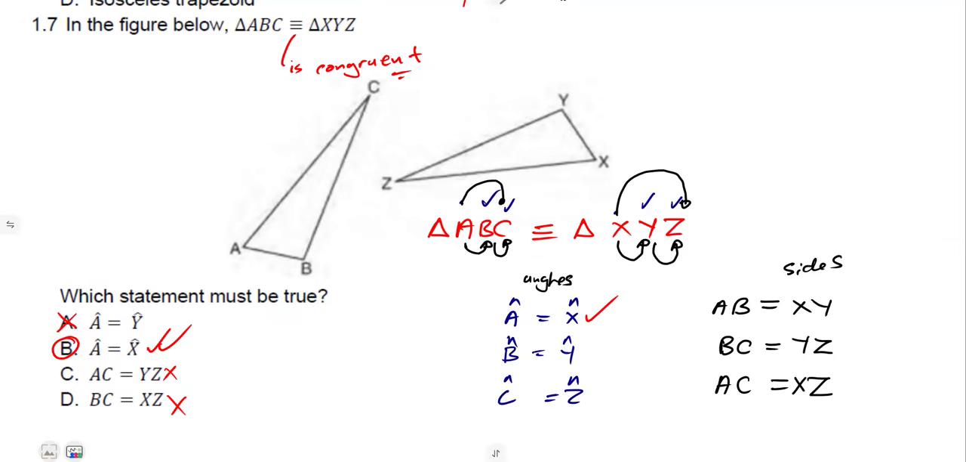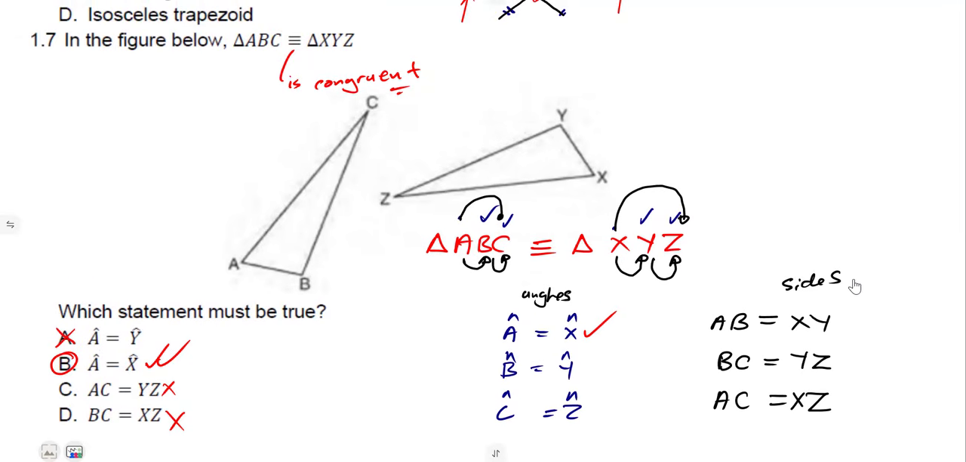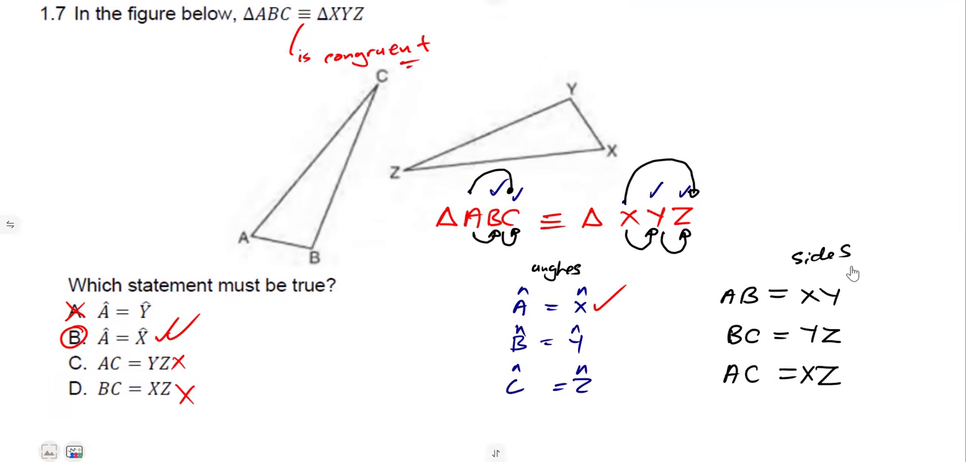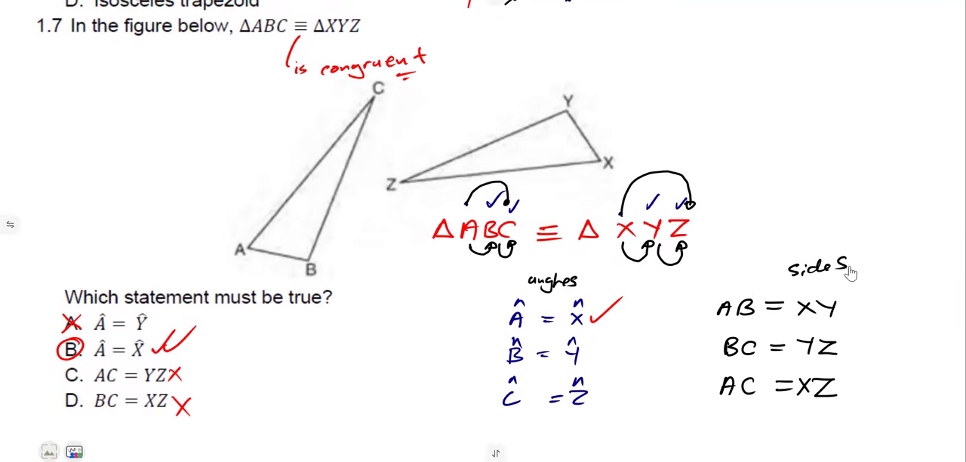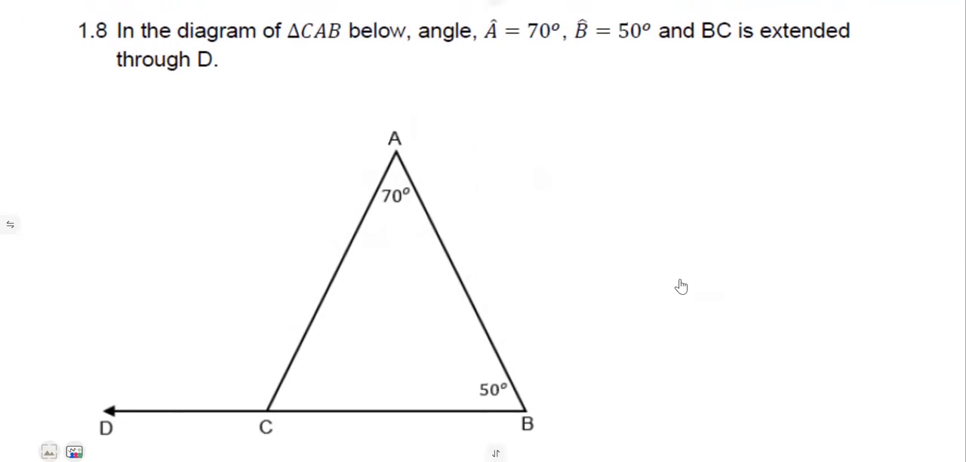All right. You check on the triangle that you're given. There are properties that you need to know. Congruent figures, they must satisfy this concept that I have illustrated here. All right, so let's move on to 1.8.